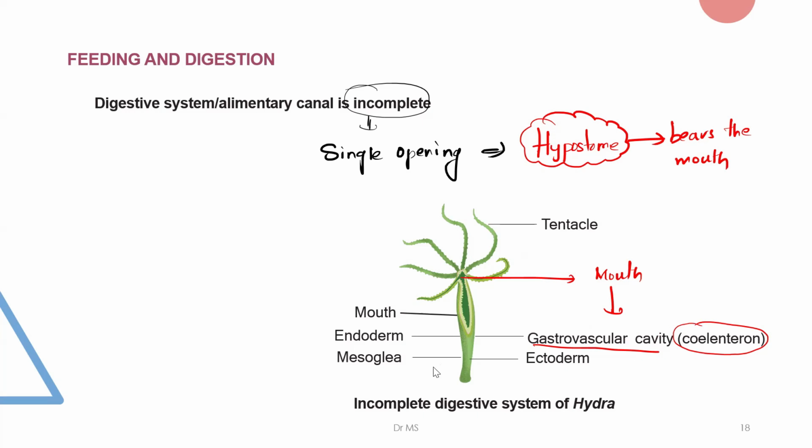And remember, this is an incomplete digestive system. And the digestion will happen both outside the cell as well as inside the cell. So that's why it will show intracellular and extracellular. Remember this. Digestion that happens inside the cell, we call intracellular. Digestion that happens outside the cell, like in this cavity, we call extracellular digestion.